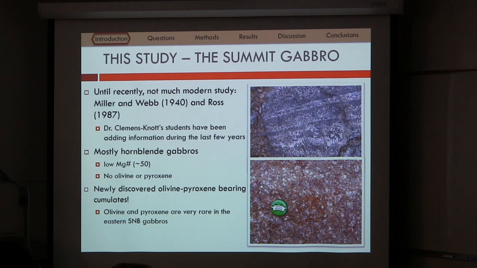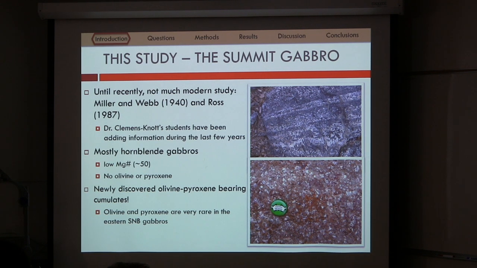So most of what is up on the Kern Plateau, most of these Summit Gabbros, are what we call Hornblende Gabbros, and that is what it sounds like. There's a lot of hornblende, there's plagioclase, but these rocks are lacking the early forming primitive minerals such as olivines and pyroxenes that you would expect to first crystallize out of a primary primitive mafic magma.